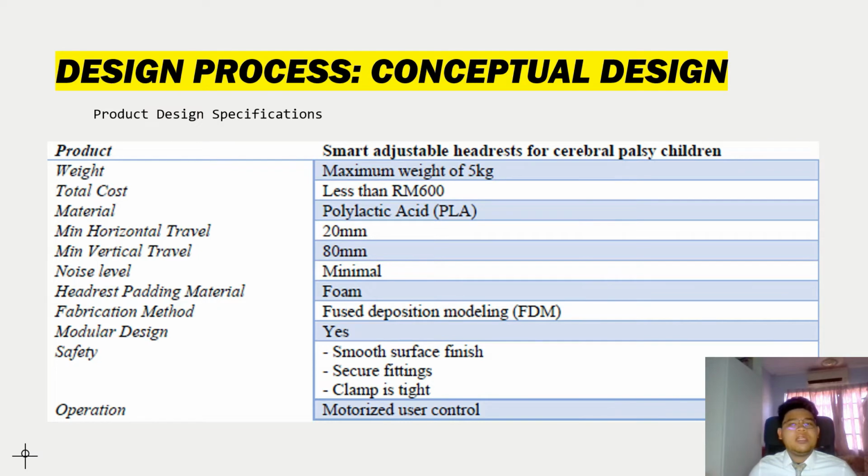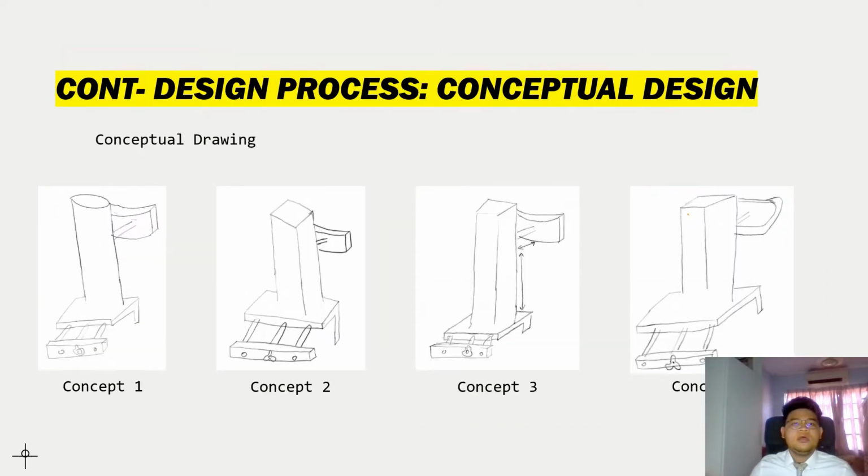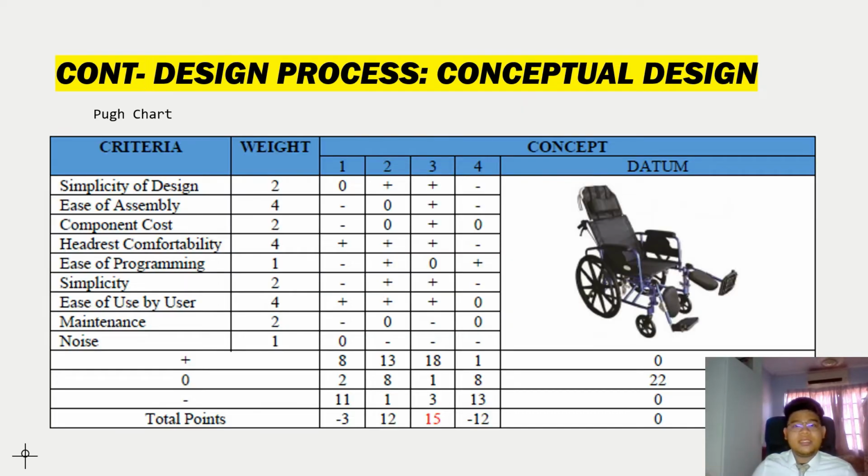And then I developed the conceptual design. So how did I develop the conceptual design? Firstly, I established the PDS, which will be the guide for all of the design after this. For this conceptual design, I developed four conceptual drawings based on the PDS: concept 1, 2, 3, and 4. Then I weighted them in a Pugh chart. As you can see, the third concept is chosen because it has the heaviest weight.